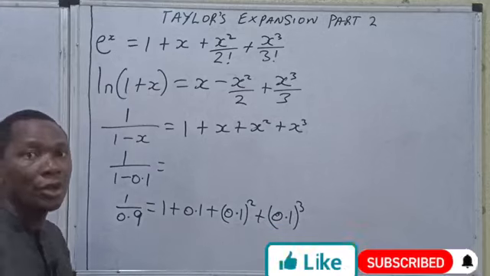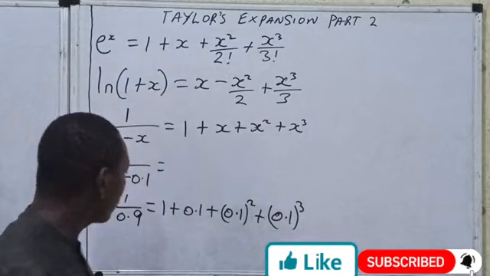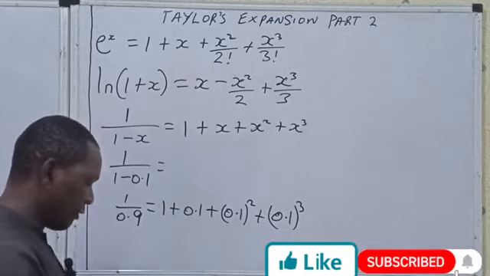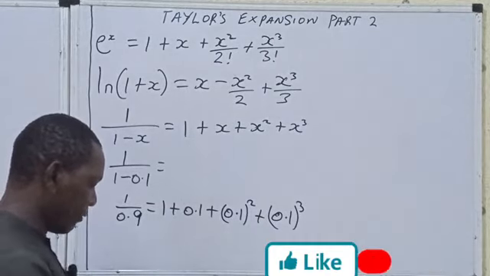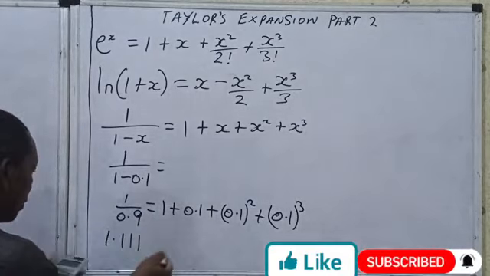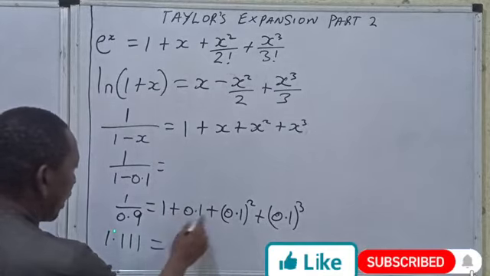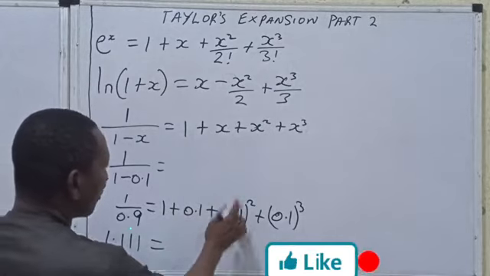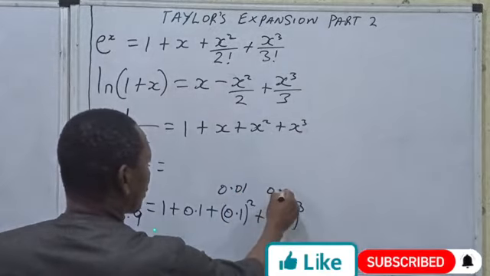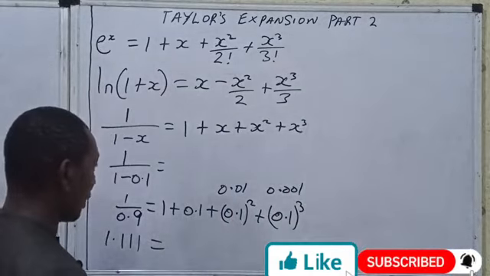Alright, let me just pause the video and pick my calculator. So if you use 1 divided by 0.9, you have your answer as 1.111. Let's just end here. So if you simplify this here, you have 1. Now this place is 0.1. If you simplify this, you have 0.01, and this you have 0.001.